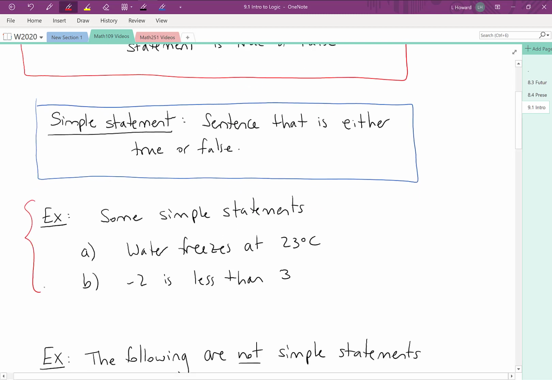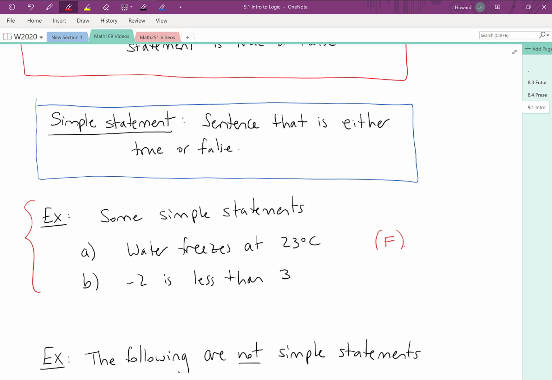of some simple statements. So a simple statement could be something like, water freezes at 23 degrees Celsius. Well, that statement is false. I'm just going to write capital F for false. But everyone who looks at that statement would read that and agree that that's false. So it's a simple statement because the truth value can be determined.